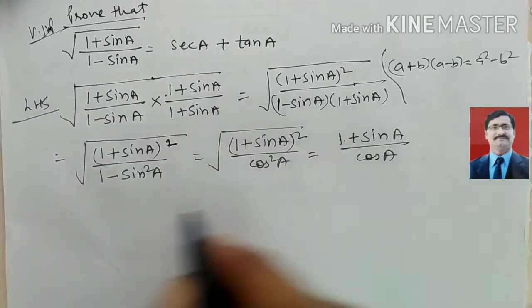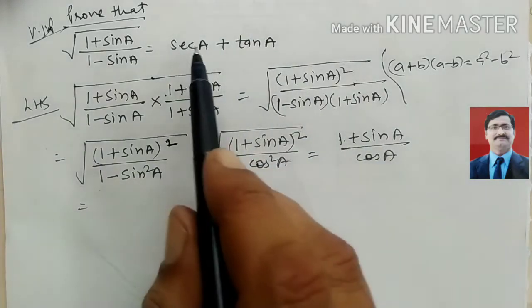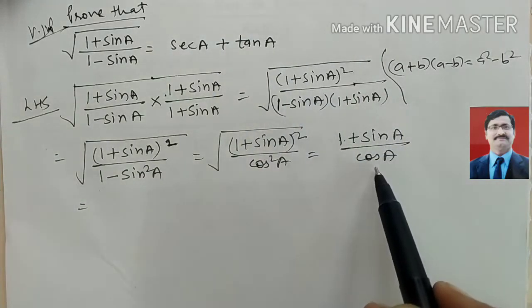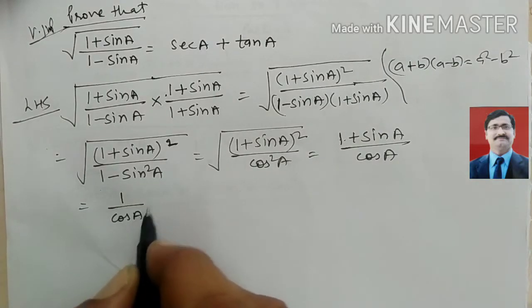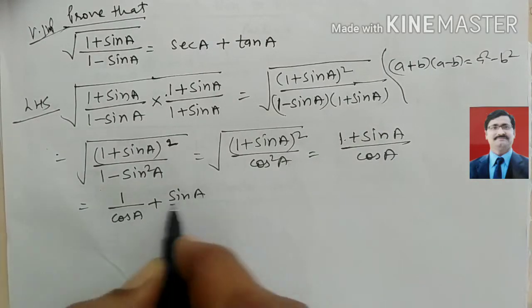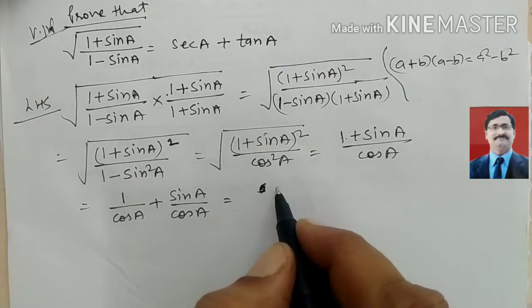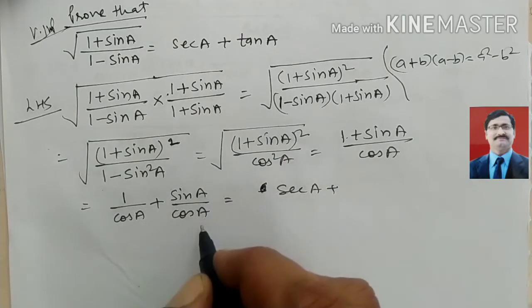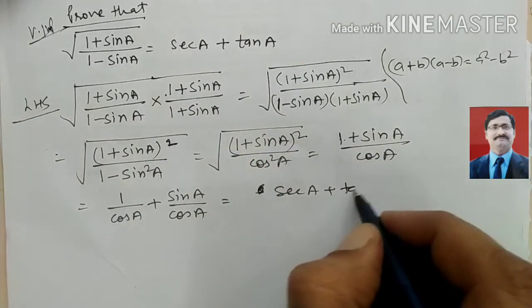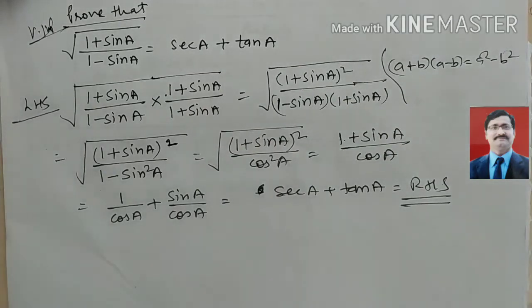Now you separate the denominator. What we want as the answer is sec a and tan a, which means 1/cos a is sec a and sin/cos is tan. So you can separate and you will get 1/cos a + sin a/cos a. That will be equal to sec a, since 1/cos is sec, and sin a/cos a is tan a. That is your right hand side. All of you understand this?